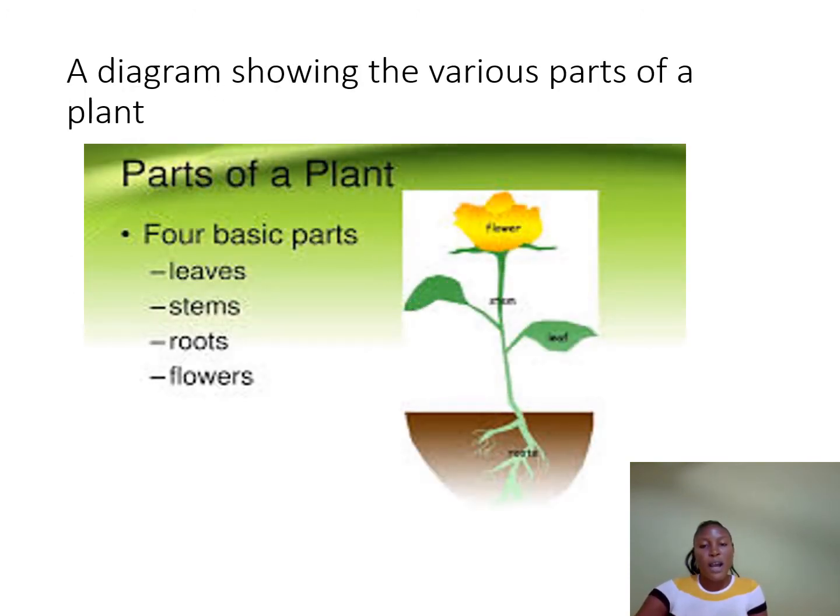Now let's look at this diagram, showing the various parts of a plant. You can see that the parts of plants we just learned are being labeled here. We can see the upper part, which is the flower. We can also see the stem, the leaves, and then the root. I believe you've seen them. Good. Now let's look at them one after the other.